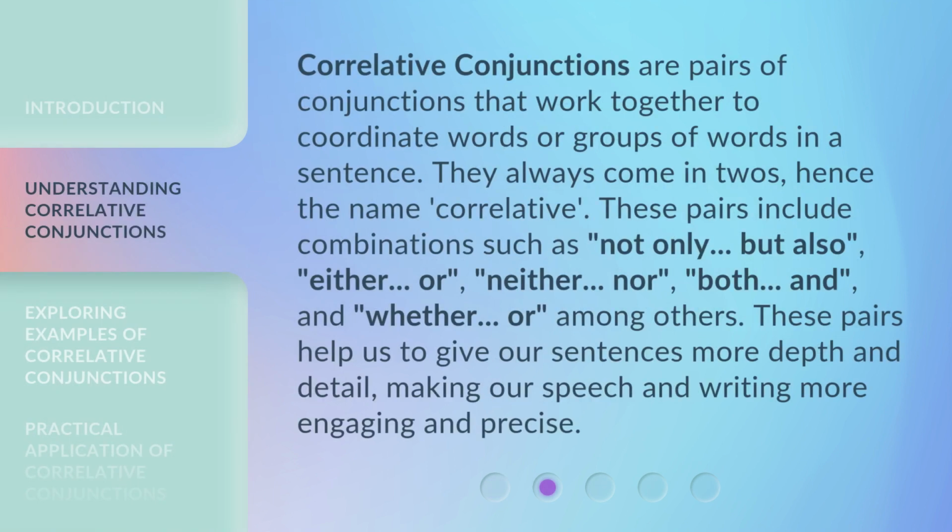Correlative conjunctions are pairs of conjunctions that work together to coordinate words or groups of words in a sentence. They always come in twos, hence the name, correlative. These pairs include combinations such as not only, but also; either, or; neither, nor; both, and; whether, or, among others. These pairs help us to give our sentences more depth and detail, making our speech and writing more engaging and precise.